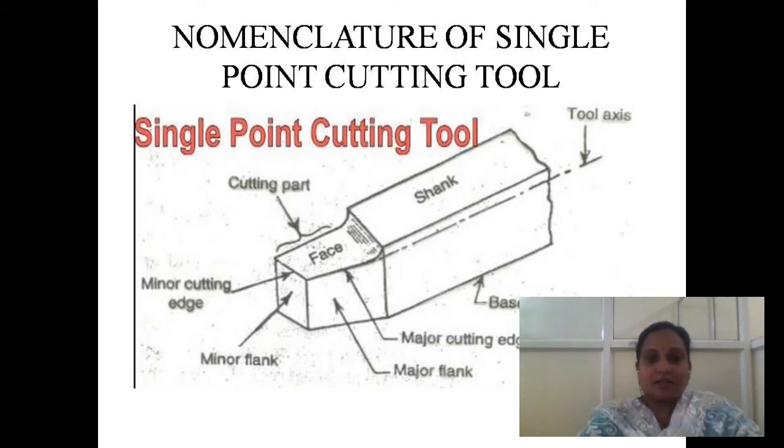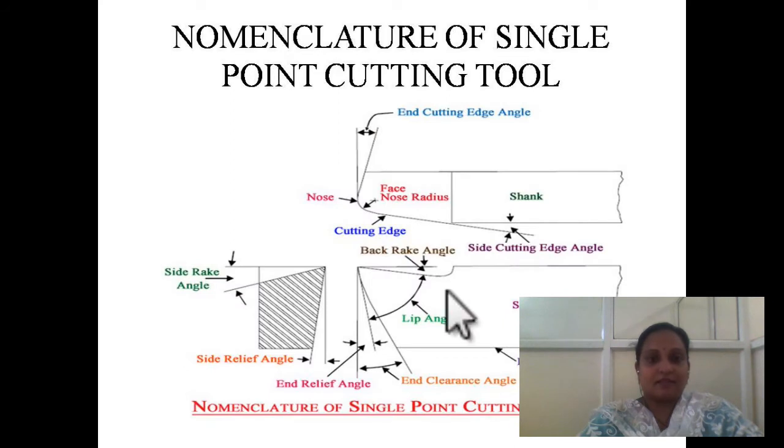Now let us look at the purpose of all these things: what the face is for, what the edge is for, what the clearance is for. First look at this top view. This is the shank. This is the part which we hold in the tool bit, and by holding this we continue the machining operation.